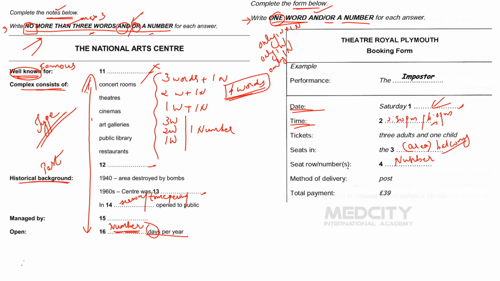Now then comes this tracking. Tracking means all these are keywords: concert rooms, theatres, cinemas, art galleries. Now suppose you hear art gallery in the audio, then you can be sure that the audio has reached this point, which means the details which are about this have already been covered in the audio. So the audio will always align with the sequence of the questions. Now that is how you track the audio.